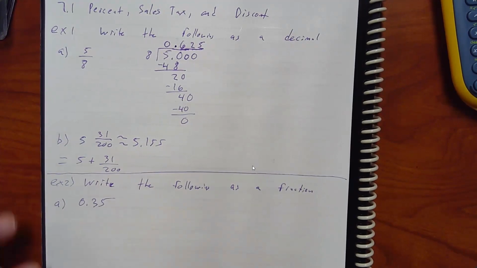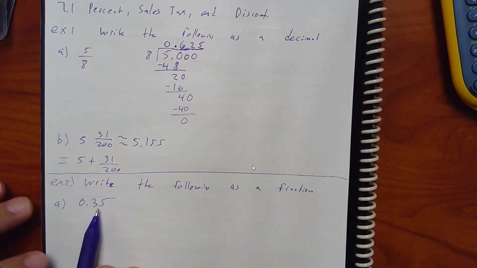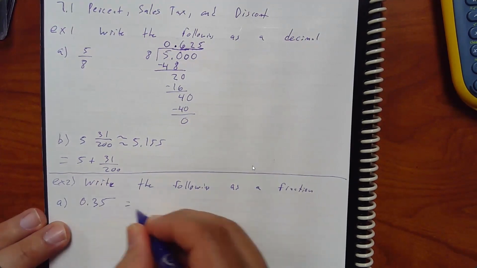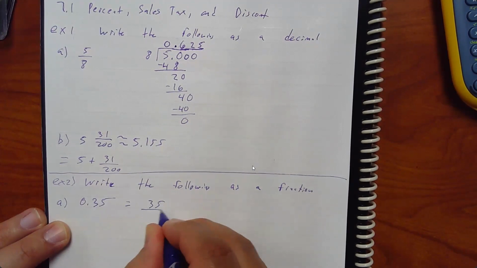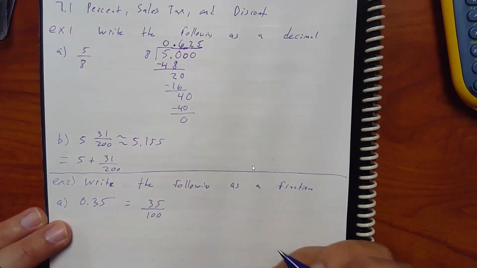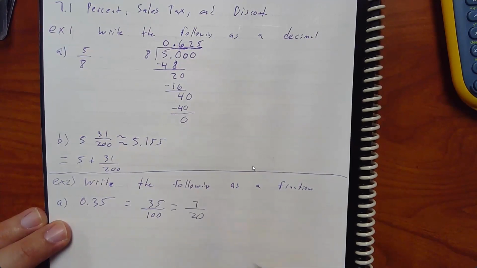What you do is look at the smallest decimal place. This is the tenths place, and this is the hundredths place, right? So you change this to 35 over 100 because it's in the hundredths place. Then reduce the fraction and you're done. They're both divisible by 5, right? So that'll be 7 over 20.